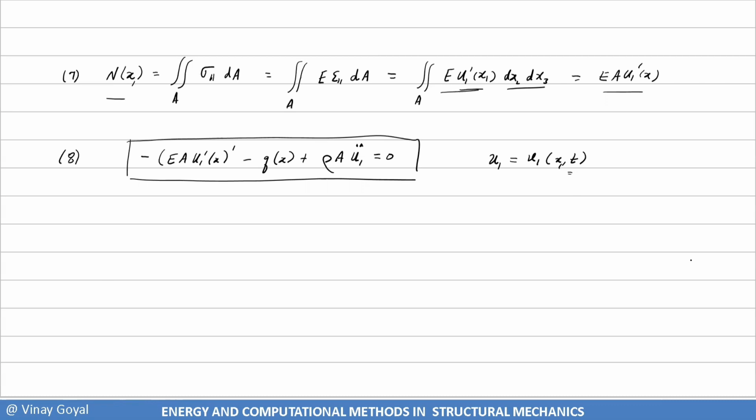Notice here how you have time domain here, and then you also have spatial domain. Just to make sure you understand, u double dot, u1 double dot, is equal to the partial of u with respect to time. So that's what that is.